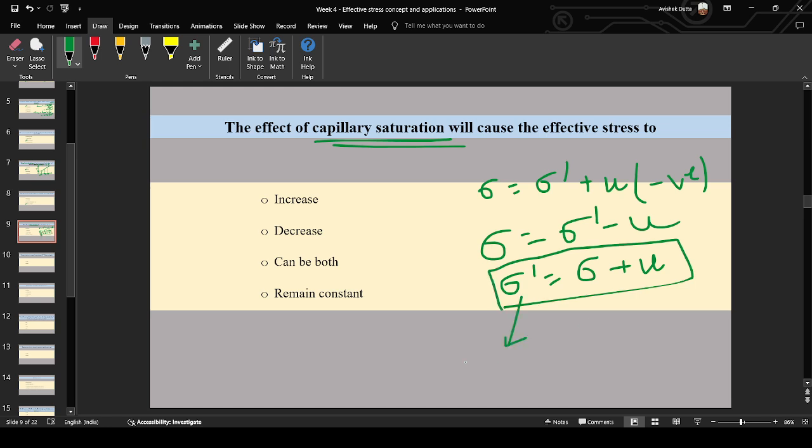This is the effective stress, sigma effective. This is the total stress, sigma T. This is pore pressure, sigma P. Okay. So in the case of capillary saturation, the effective stress increases. The negative water pressure adds on to the total stress, so effective stress will increase. So option A is the correct option. Now next question.